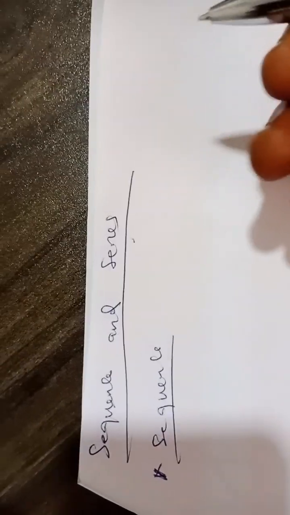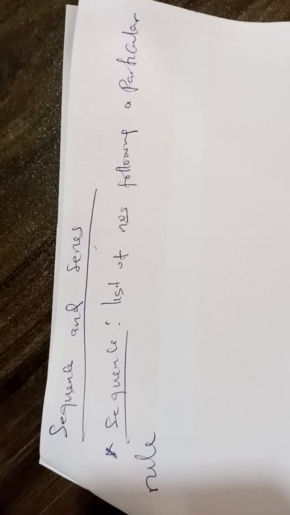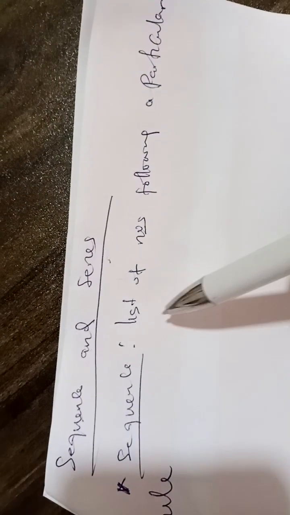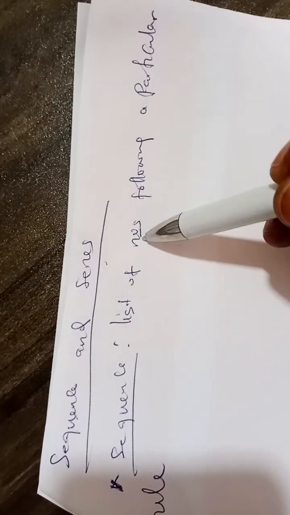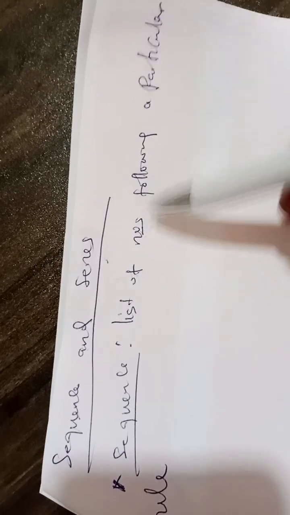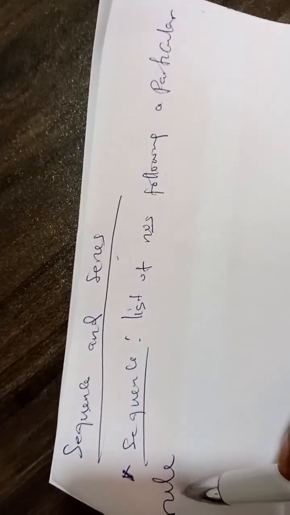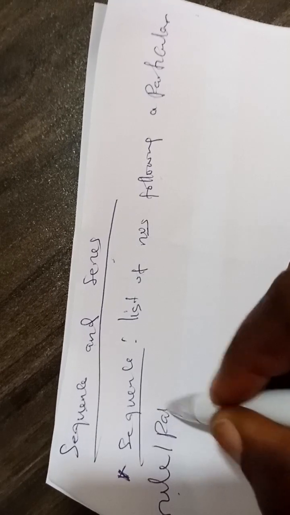Now, somebody may be asked what a sequence is. When we talk about a sequence, a sequence is defined as a list of numbers, that is a list containing numbers, following a particular rule. It can be a particular rule or a particular pattern, whichever one.